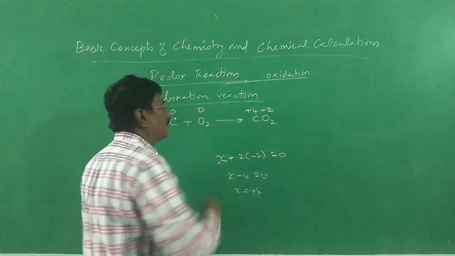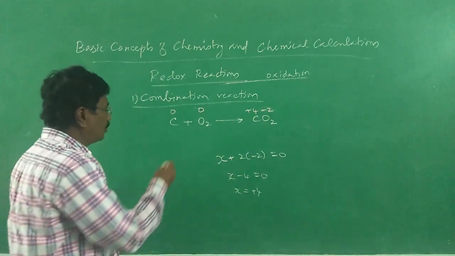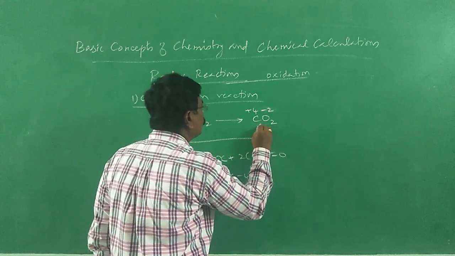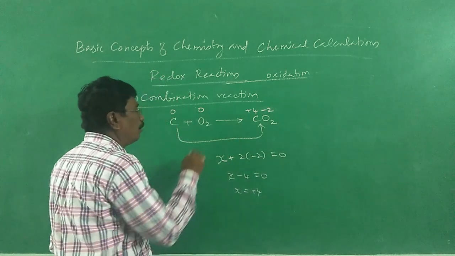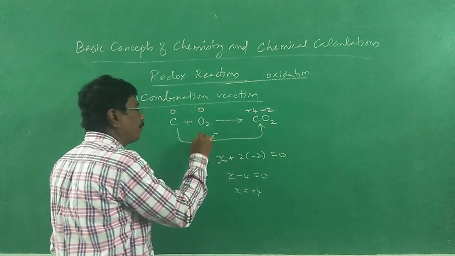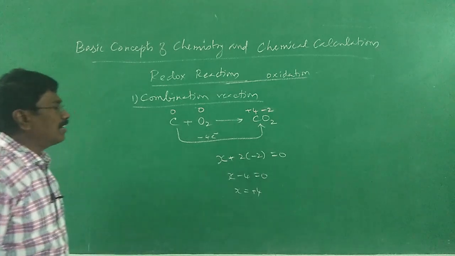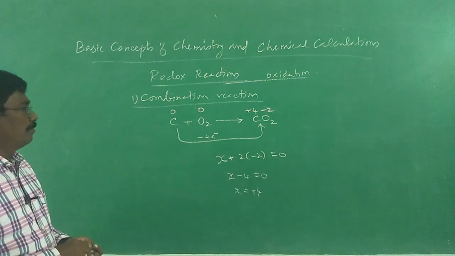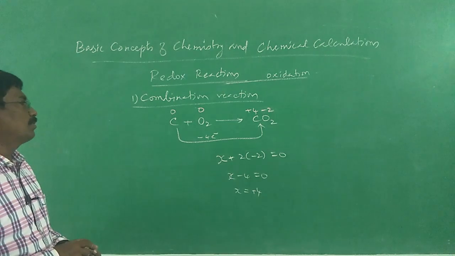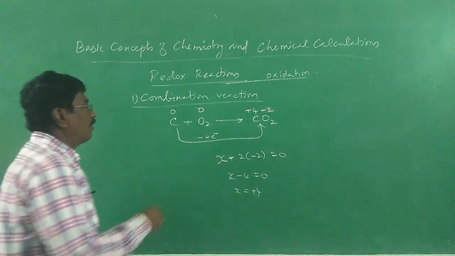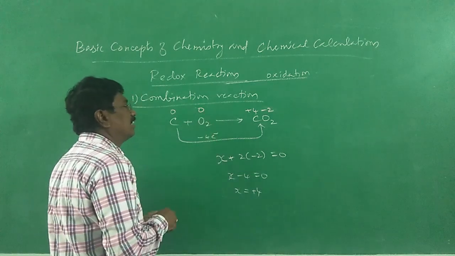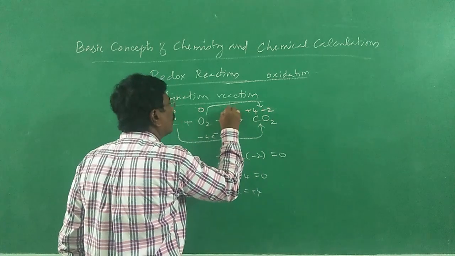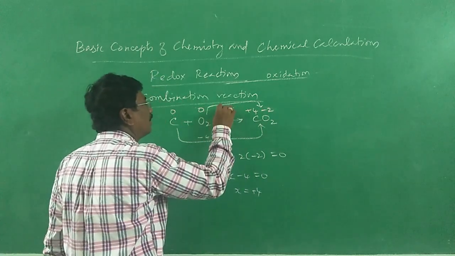What has happened in the combination reaction? Carbon from 0 oxidation state is oxidized to +4. How? By losing 4 electrons. By losing 4 electrons, the oxidation state of carbon is converted from 0 to +4. What about oxygen? From 0 oxidation state it is reduced to -2 by the gain of 2 electrons.